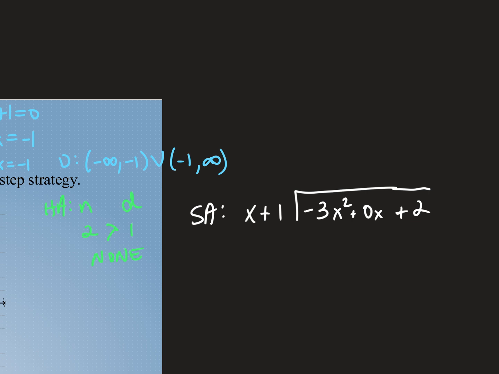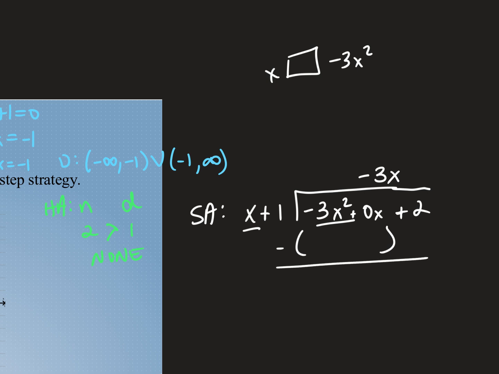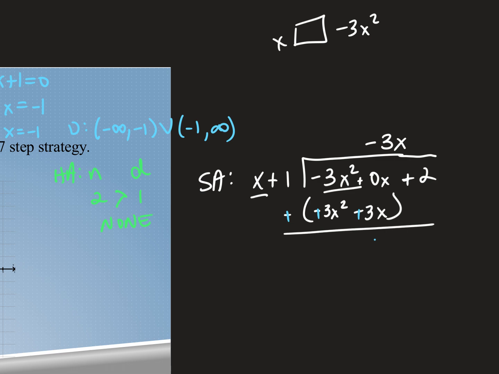So we're going to go first term into first term. X times what gives me negative 3x squared? Negative 3x. Okay, go ahead and put it above your 0x. Get your subtraction ready. So now we're going to multiply. Negative 3x times x is negative 3x squared. Negative 3x times 1 is minus 3x, correct? Before we subtract, what do we do? Change, change, change. So 0x and 3x is positive 3x. My x squareds cancel, and I bring down my plus 2, right?